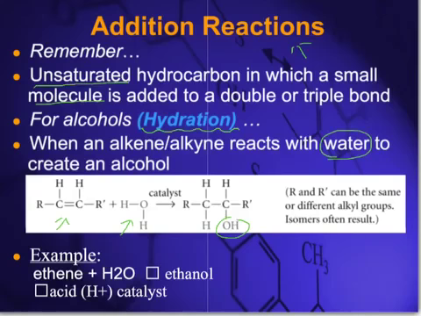Now, because different branches can be attached to both sides of the double bond, different isomers could form. An example of an addition reaction is the reaction of ethene with water in the presence of a hydrogen catalyst to produce ethanol. Once again, the catalyst is a chemical that lowers the activation energy or speeds up the reaction, but is not used in the reaction itself.